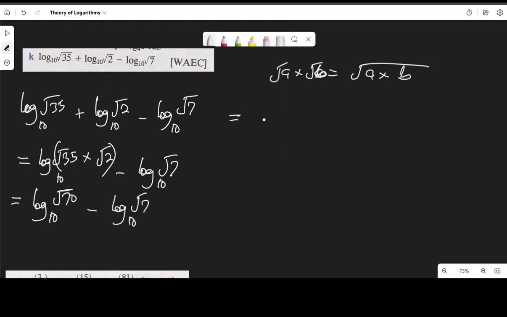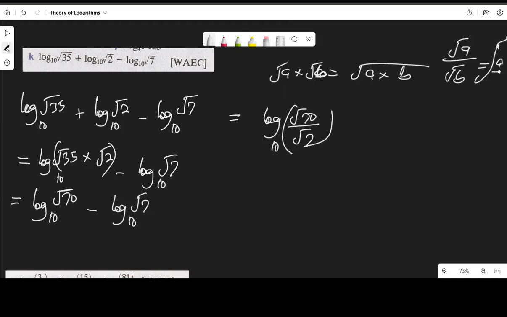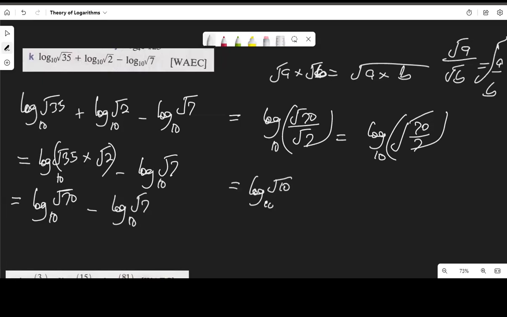Now that will be log root 70 over root 7 to base 10. Again, root a over root b is root a over b. So this will be log root 70 over 7 to base 10, which is root 10 to base 10, since 70 over 7 is 10.